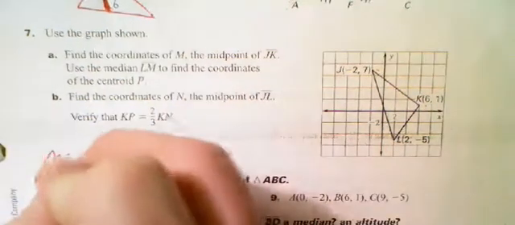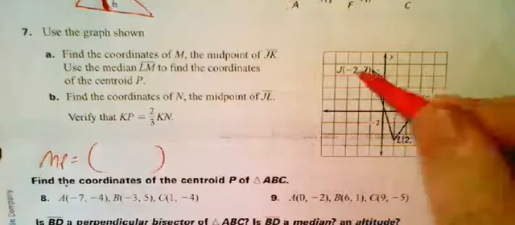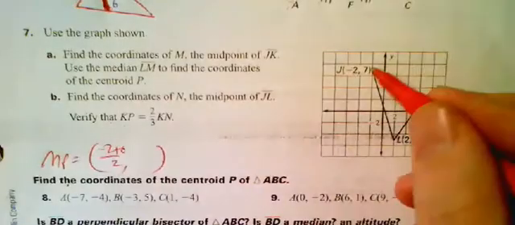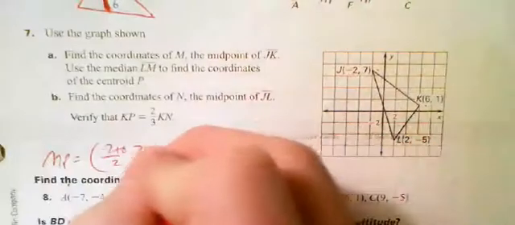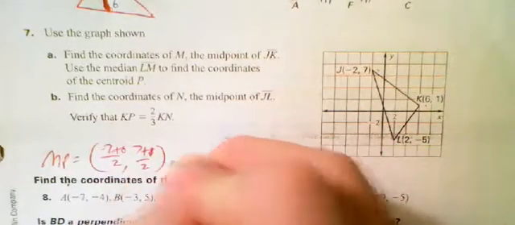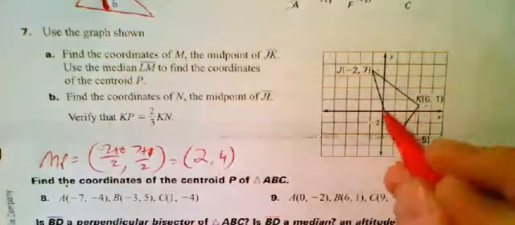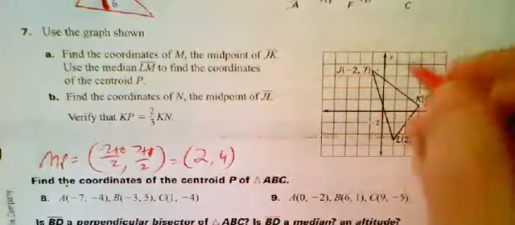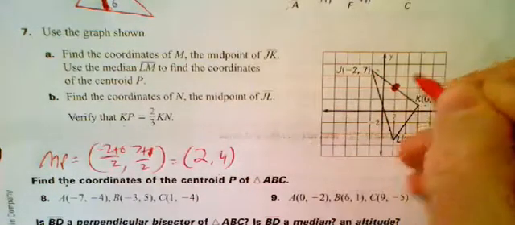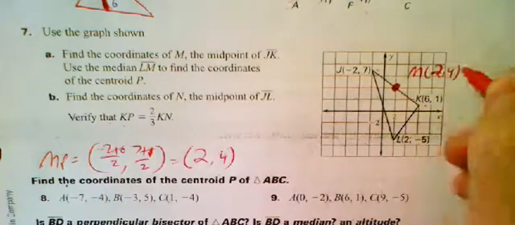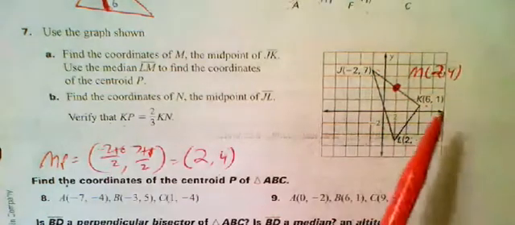So the midpoint is going to be x1 plus x2 divided by 2, and y1 plus y2 divided by 2. And that's going to be 2, 4. Let's see, 2, 4. So it looks like it's right here. That kind of makes sense. So this is going to be M, which is located at (2, 4). Now all we did there was a midpoint. We didn't do anything fancy.